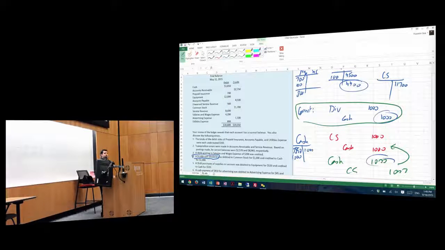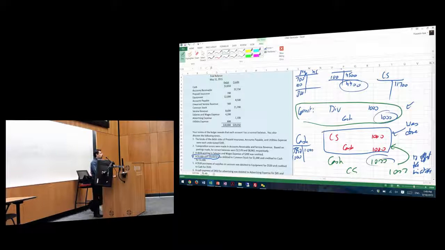What did we do to correct the mistake? Remember, this one was already done, so we did not do anything here. This is the correcting one, to offset the mistake. And this is the correct one. So now, which one did we actually enter as far as common stock is concerned?